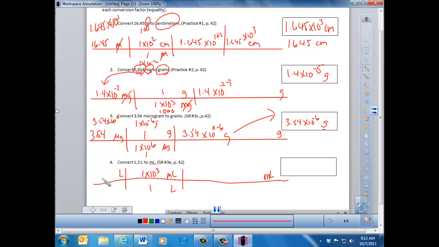Okay. Now, what do we have? We got 1.2, nice and easy, 2 significant figures, no problem. We know if we have 1.2 liters, we have 1.2 thousand milliliters. Okay. So it's really not a matter of having you do this for the sake of doing the multiplication and the division and whatnot.